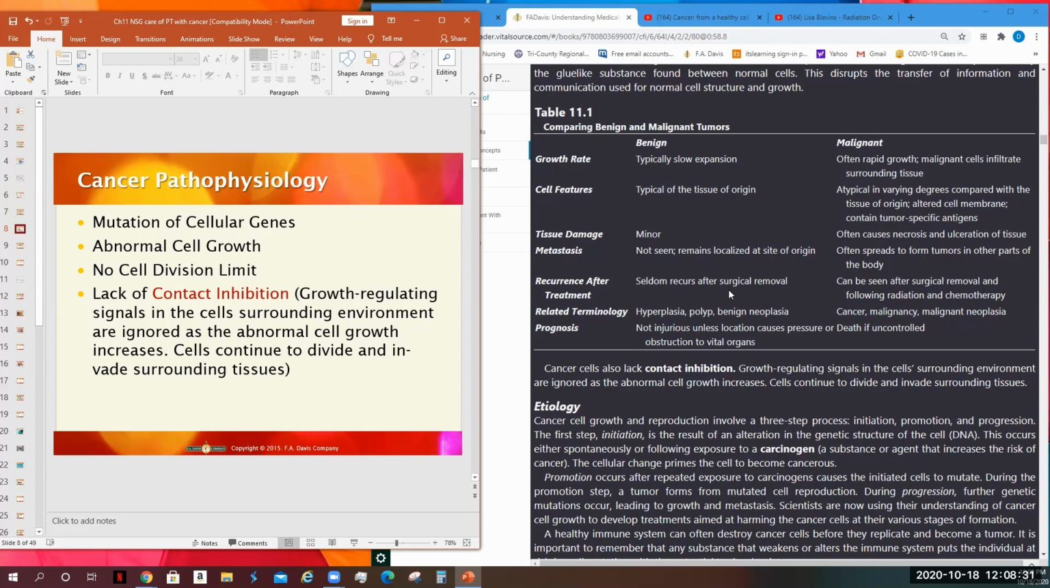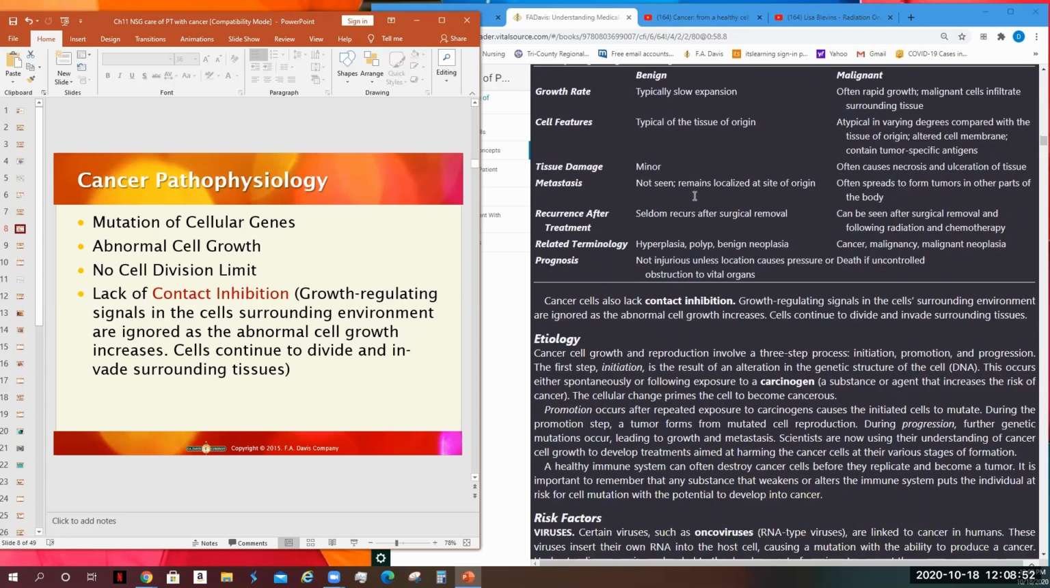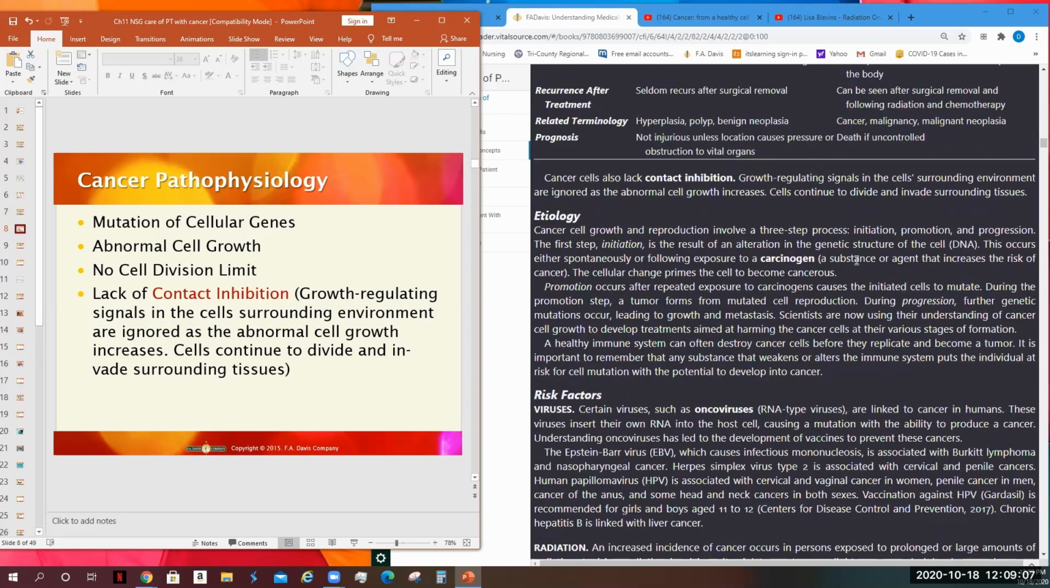Those are very related. The prognosis for a benign tumor is generally not injurious unless the location causes pressure or obstruction to vital organs. Whereas for malignant tumors, the prognosis is death unless the tumor can be controlled somehow.